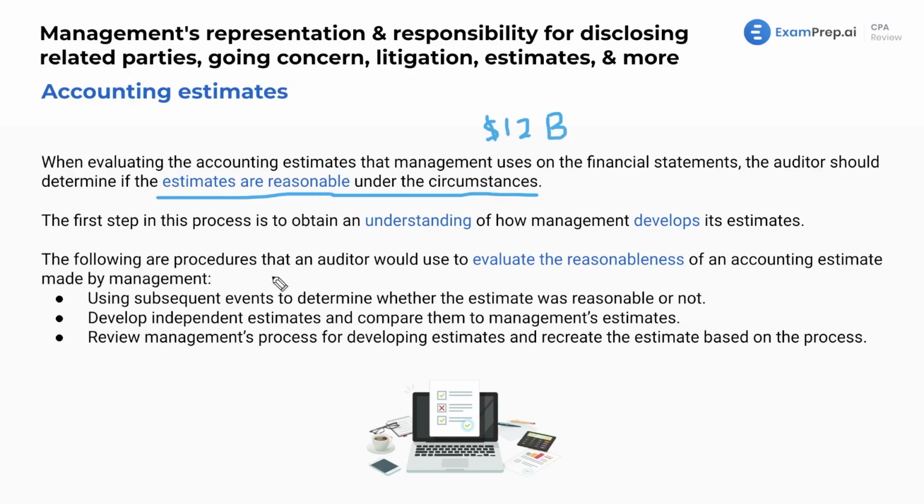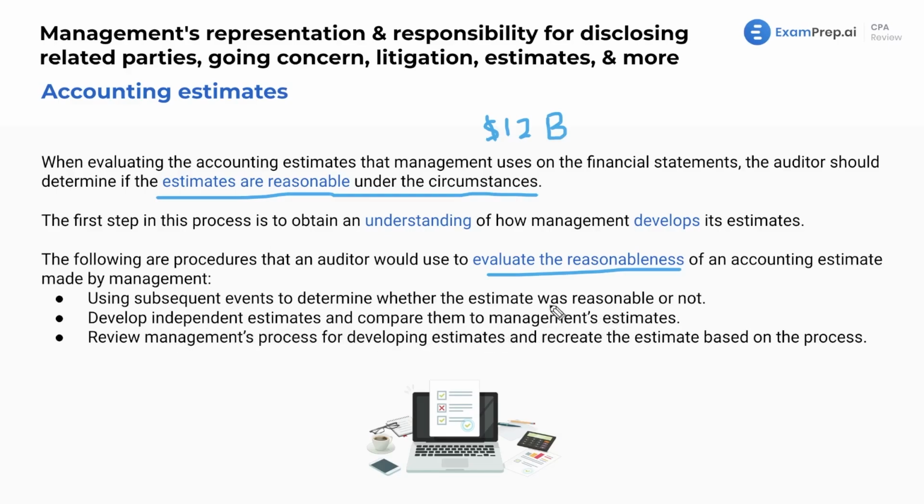The following are procedures that an auditor would use to evaluate the reasonableness of an accounting estimate made by management. They would use subsequent events to determine whether the estimate was reasonable or not. If you are in February, this was an estimate for the year before. Now it's come to fruition, right? They're developing a new product, and the product starts selling in February. You can look at that subsequent event of them selling the product in February and see if their original estimate was on par, in which case you can adjust the estimate because you now have an idea because of a subsequent event.